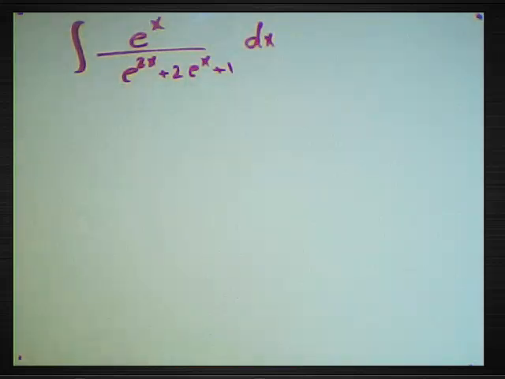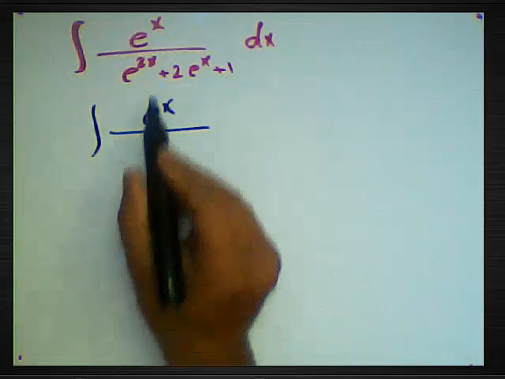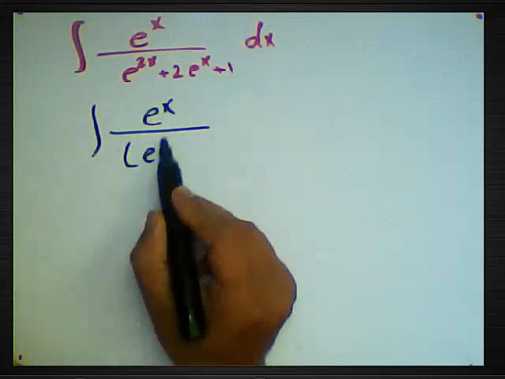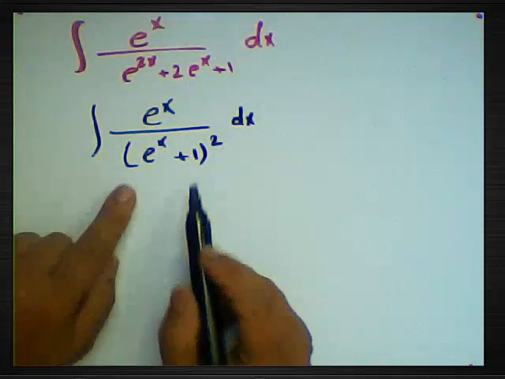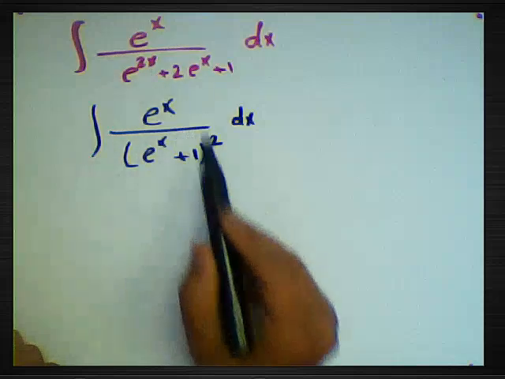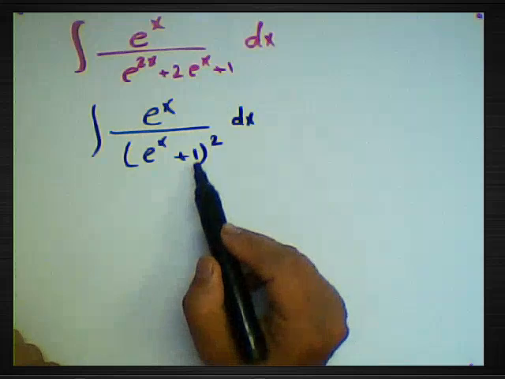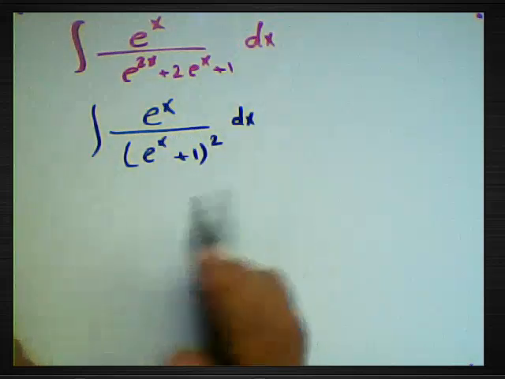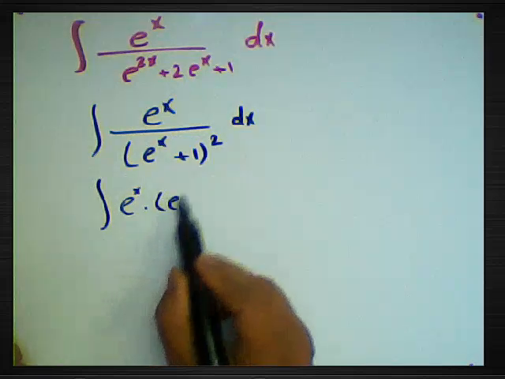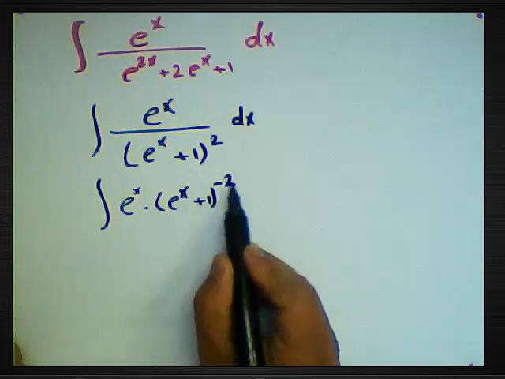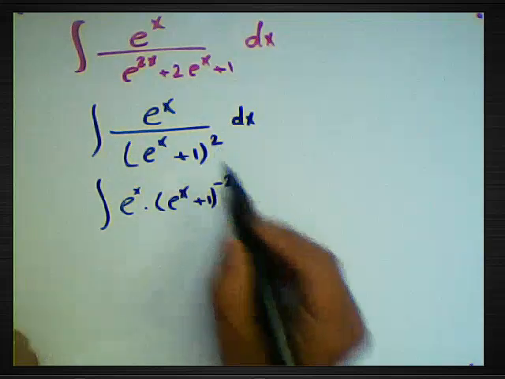We can convert this expression by writing e^x in the numerator and (e^x + 1)^2 dx, because this expression will be e^(2x) + 2 times the first by the second plus the second squared. So we can write this expression in the power form: e^x multiplied by (e^x + 1)^(-2). We can write this denominator in the numerator, and the inverse is the sign of the power.